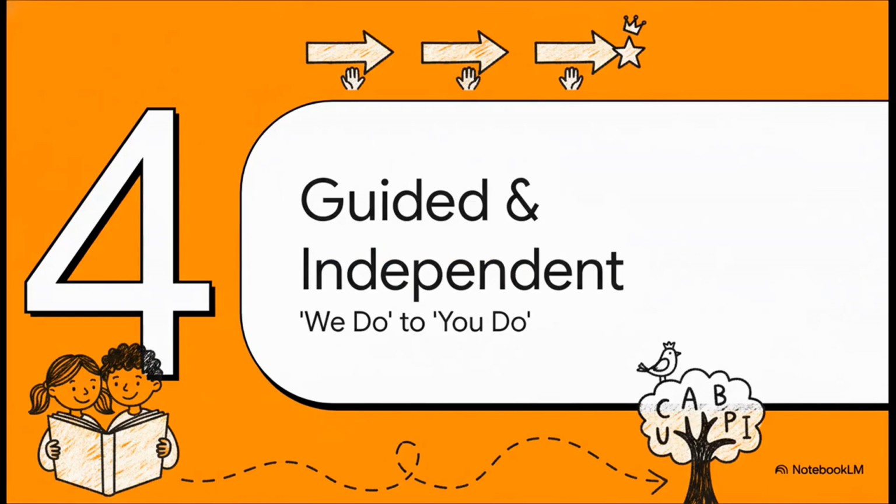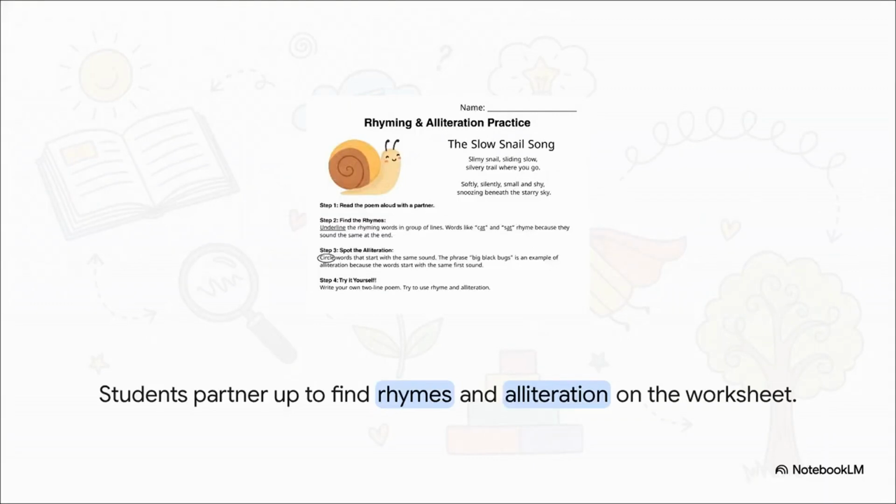So, we've modeled it. Now it's time to gradually release that responsibility. We're going to move smoothly from the we do of guided practice right into the you do for independent work. For our we do, it is partner time. Students are going to get this worksheet with the slow snail song, and their job is simple. Read it together, underline any rhymes they find, and circle the alliteration. You see, they're practicing the exact skills we just modeled, but now they're doing it with a friend.